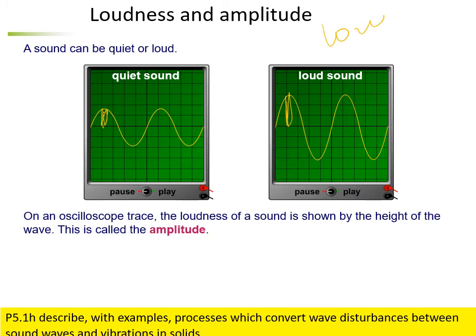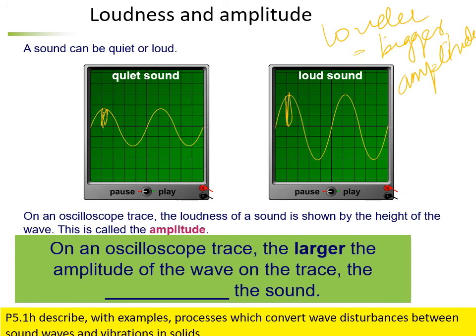So be careful with the keywords. It is louder because it has a bigger or larger amplitude. Amplitude is a volume sort of thing. So on an oscilloscope trace, the larger the amplitude of the trace, the dash the sound will be. What can be the keyword we use there? Larger the amplitude, louder the sound. So the sound is going to be louder. Okay, so one property is loudness and amplitude. Next.